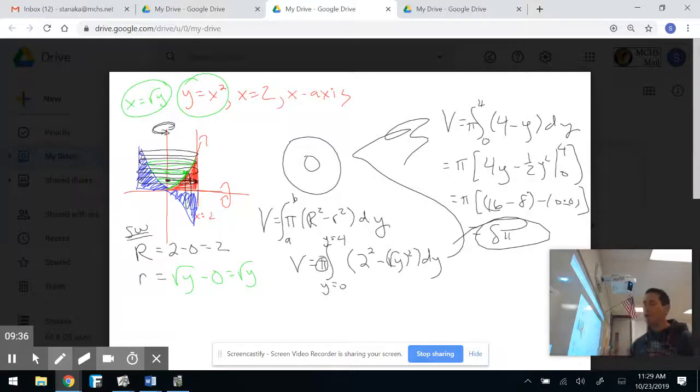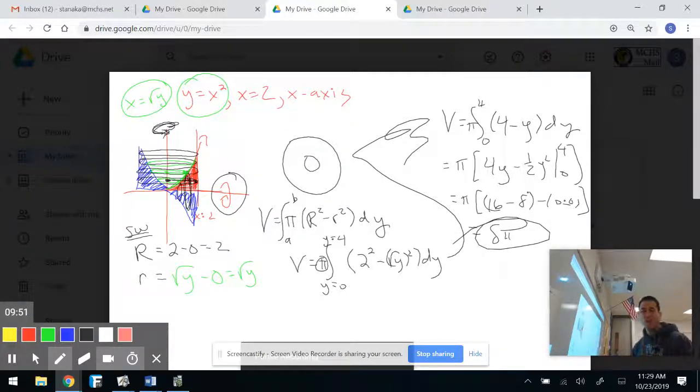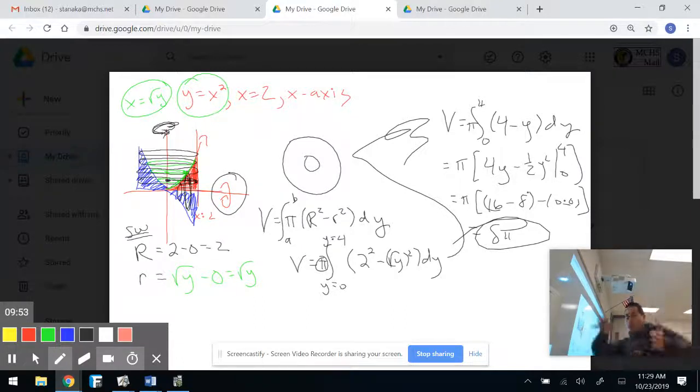Not bad. But I hope you understand why that turned into a washer instead of a disk, right? If I revolve that about the x-axis, I get these disks. It's all filled in, right? Red and blue, all filled in. But if I revolve it about the y-axis, I get these disks that aren't all filled in. Thus, it creates a washer. Okay? All right. Let's get rid of this.